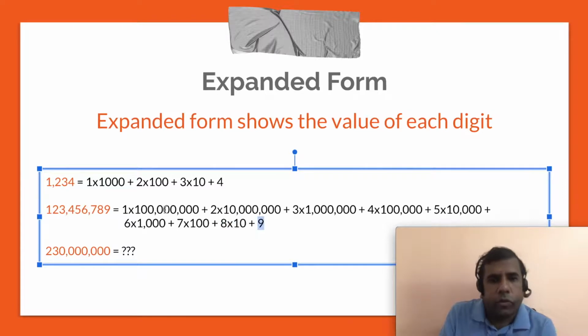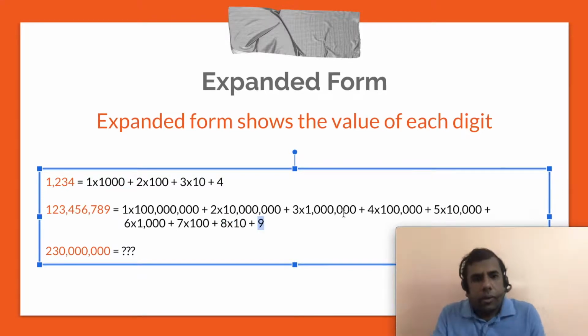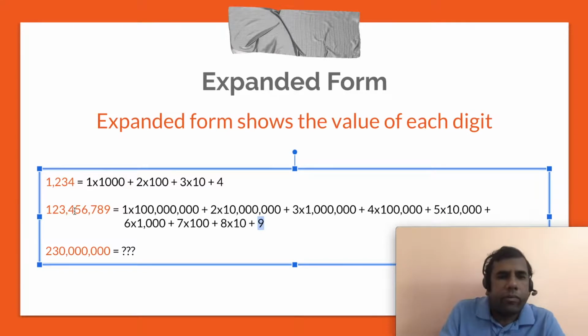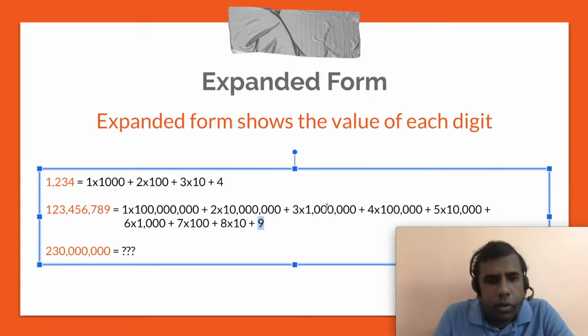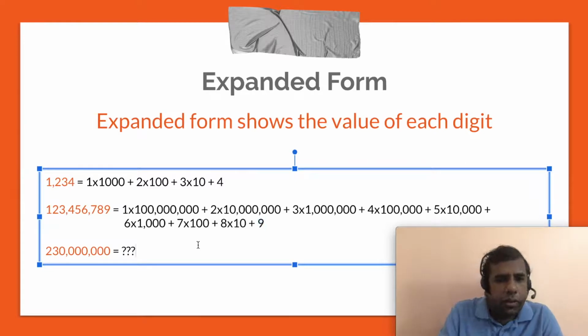So this number is going to be this addition. For 123,456,789, we take each of these digits and multiply them by the corresponding value of that place, right? So 1 multiplied by 100 million, 2 multiplied by 10 million, and so on till we reach the end.